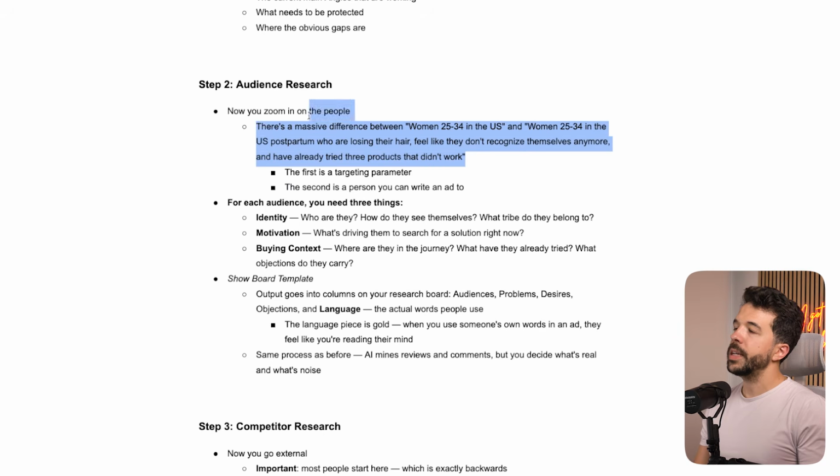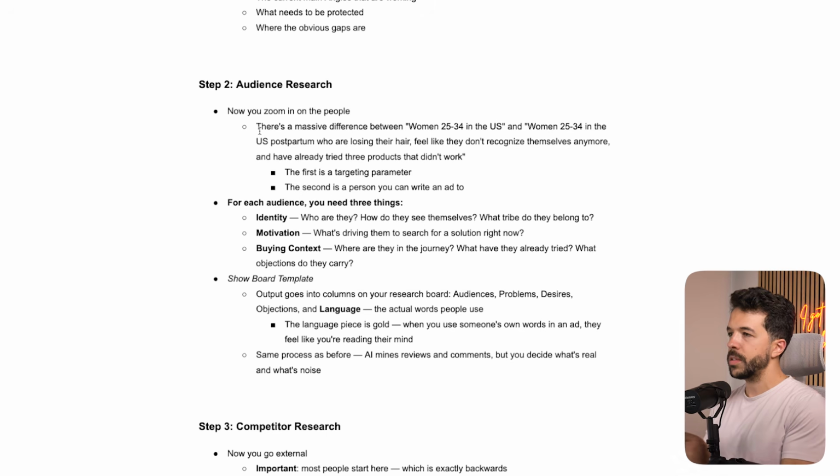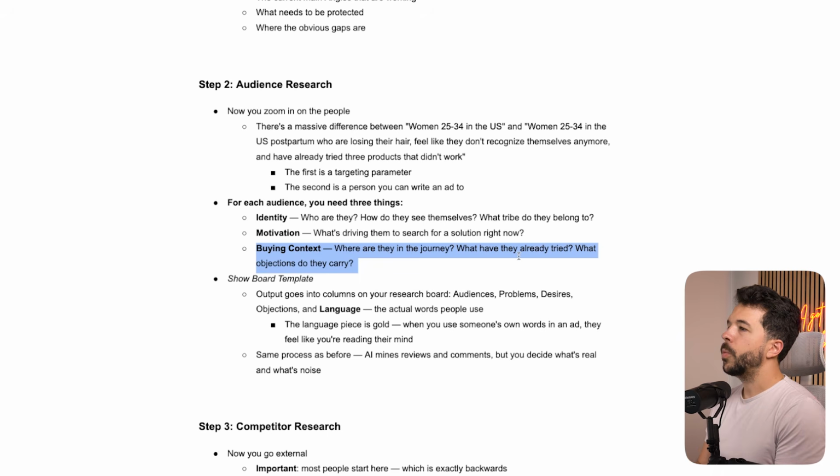Now, we don't necessarily look at audiences this way, where you need to have all these specific details, but we like adding buying context. We like adding motivation. We like adding identity. So for each audience, we want to have 3 things that are very clear. Identity: who are they, how they see themselves, what tribe do they belong to, what are their beliefs? Motivation: what's driving them to search for a solution right now? And buying context: where are they in the journey, what have they already tried, what objections do they carry?